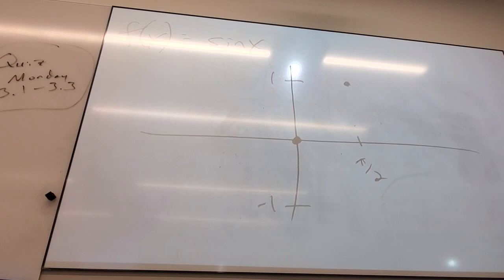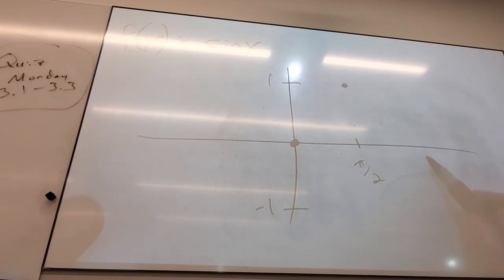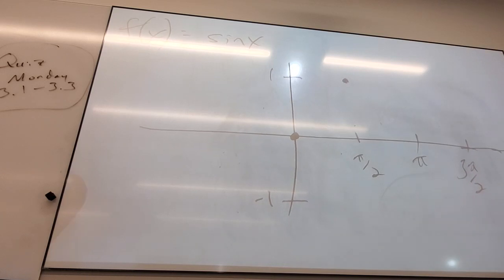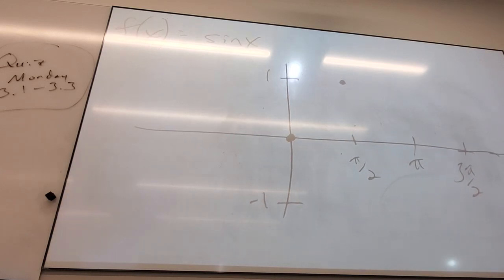Somebody else tell me, when does it hit 0 again? Pi. I love it. And then, of course, at 3 pi over 2, what's it going to be? Careful. Where's 3 pi over 2? It is here. Sine likes y, so it's going to be negative 1. And of course, at 2 pi, it's back on the x-axis. So it's going to be there.